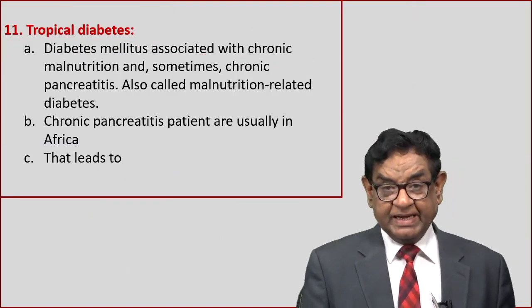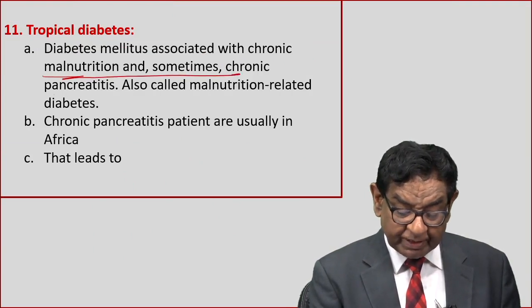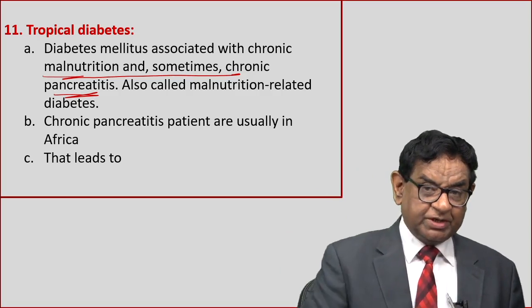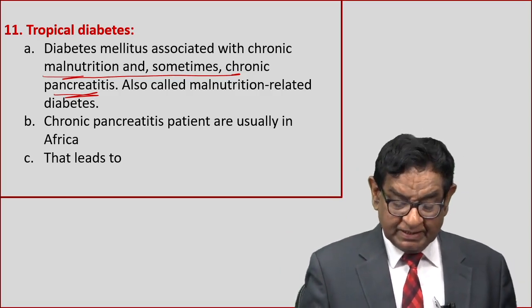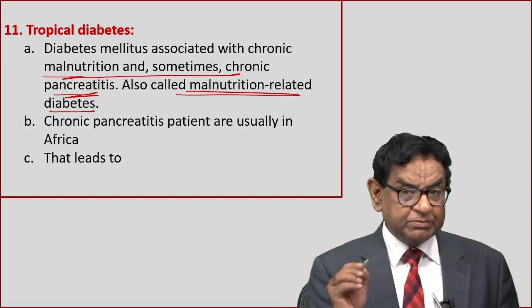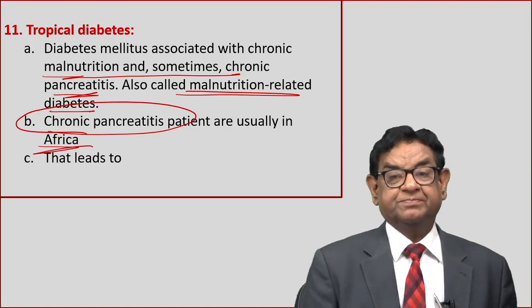Now we have tropical diabetes, especially in chronic malnutrition or sometimes chronic pancreatitis. I told you malnutrition also, and many authorities use the terms malnourished diabetes and malnutrition-related diabetes also. But what is more common is chronic pancreatitis. This is seen in Africa.